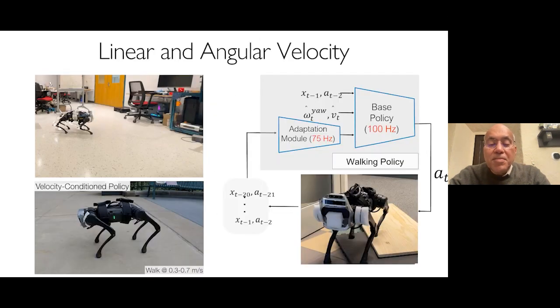Okay, so this is a paper which is trying to do that. And let's go to the next slide. So we start with a robot which is able to move at any speed, any linear velocity, as well as any angular velocity, which is this yaw rate, omega. So we have trained that using the techniques I've already described. Next slide.